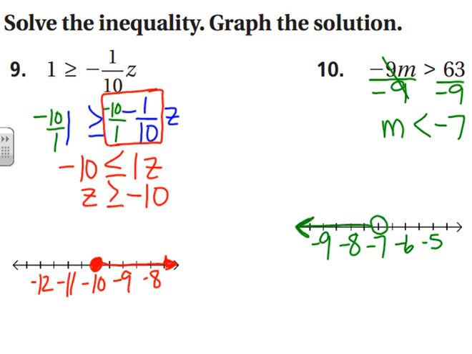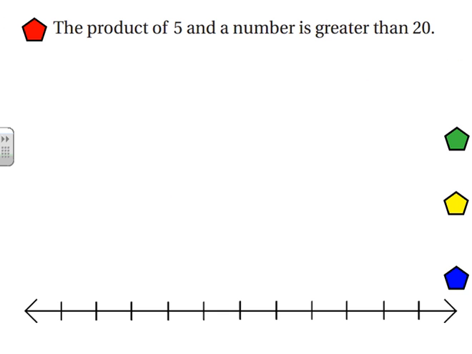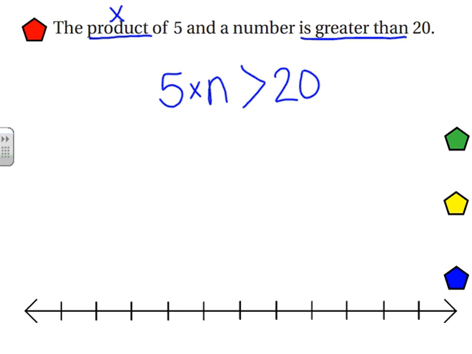All right, next we're going to translate some words into symbols, and then we'll be able to solve. So it says the product of 5 and a number is greater than 20. Okay, product means answer to a multiplication problem. Okay, so we have 5 multiplied by a number, let's use n for a number, is greater than, that would be greater than symbol 20. So we have 5n is greater than 20.